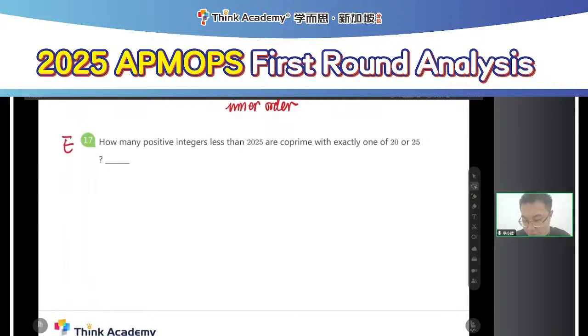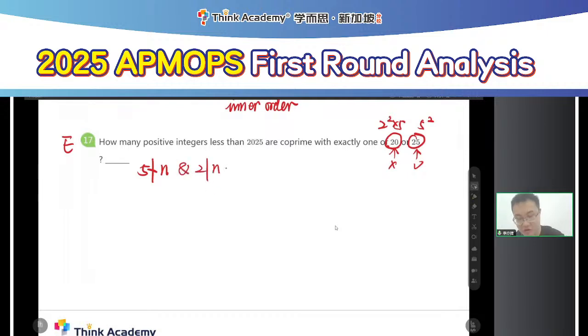A number is co-prime with exactly one of 20 or 25. So it's either co-prime with 20 or 25, but you should notice that 25 only has the prime factor 5. And if this number has a prime factor 5, it is not co-prime with 20. So 5 cannot divide this number, so this number must be co-prime with 25. Now if it's co-prime with 25, it cannot be co-prime with 20. So it's not a multiple of 5, but it's not co-prime with 20, which means it must have the prime factor 2.